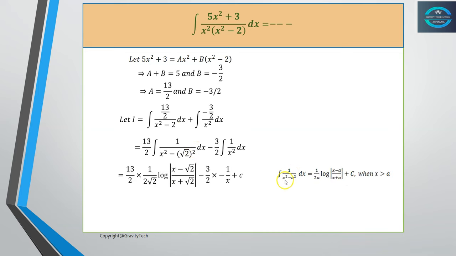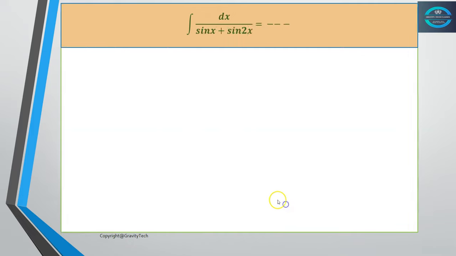नाउ द फॉर्मूला ऑफ 1 अपॉन अंडर रूट एक्स 1 अपॉन एक्स स्क्वायर माइनस ए स्क्वायर आता है 1 अपॉन 2a लॉग ऑफ x माइनस ए अपॉन x प्लस ए प्लस सी. तो यहाँ पे a का वैल्यू है रूट 2, सो दैट्स वाई 1 अपॉन 2 रूट 2 आएगा. 1 अपॉन 2 रूट 2 लॉग ऑफ x माइनस रूट 2 अपॉन x प्लस रूट 2 माइनस 3/2. इसका इंटीग्रेशन आता है माइनस 1 अपॉन एक्स, सो माइनस 1 अपॉन एक्स, एंड दैट्स डन. ये हो गया प्लस 3/2x, एंड दैट विल बी 13/4 रूट 2. इजी. नाउ व्हाट इज द नेक्स्ट क्वेश्चन?